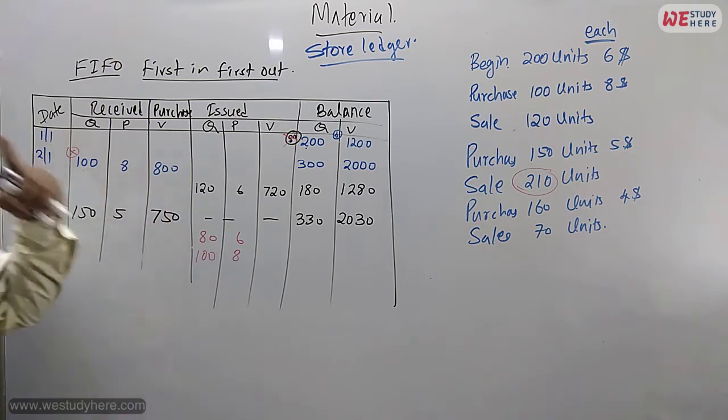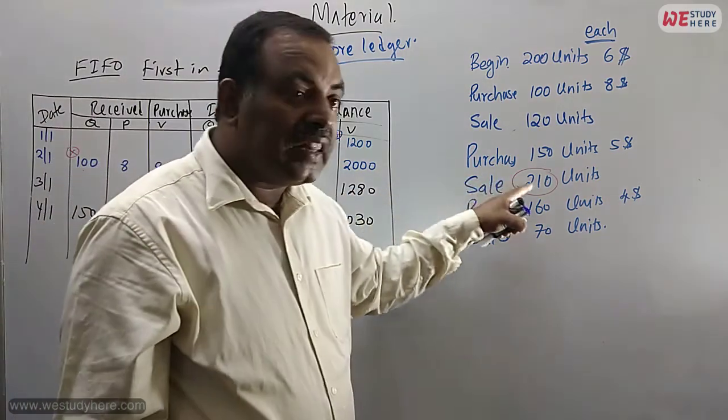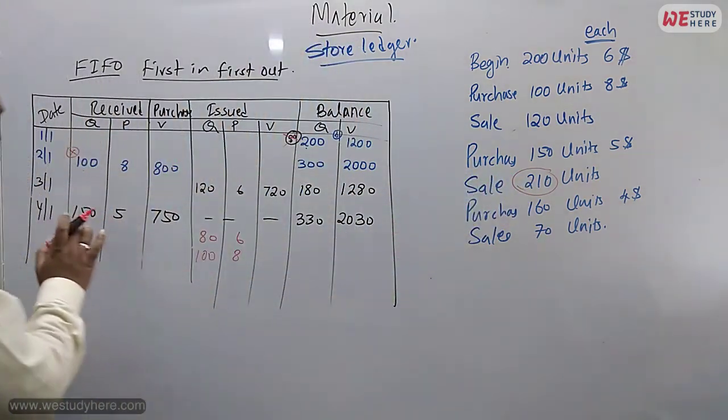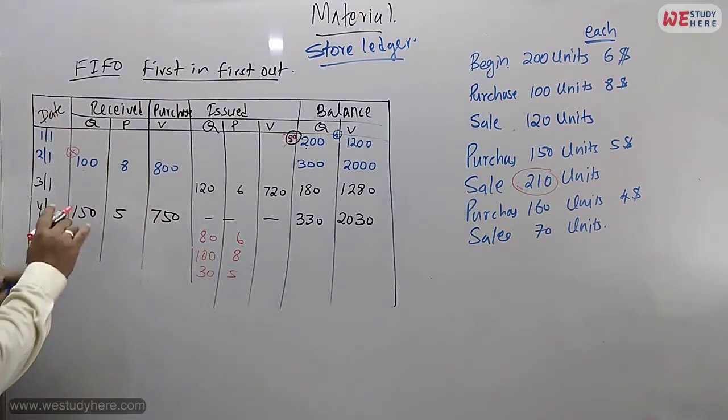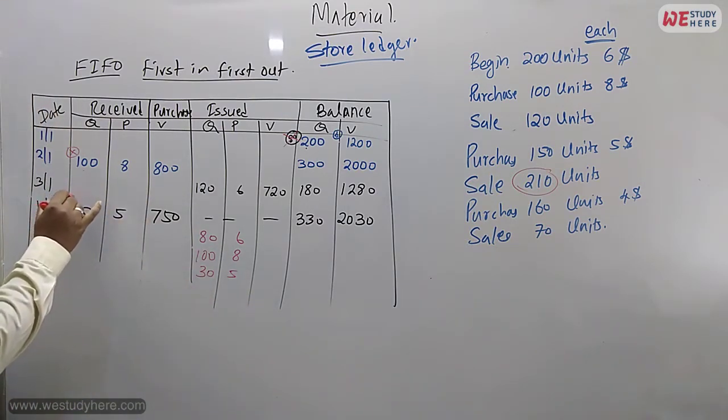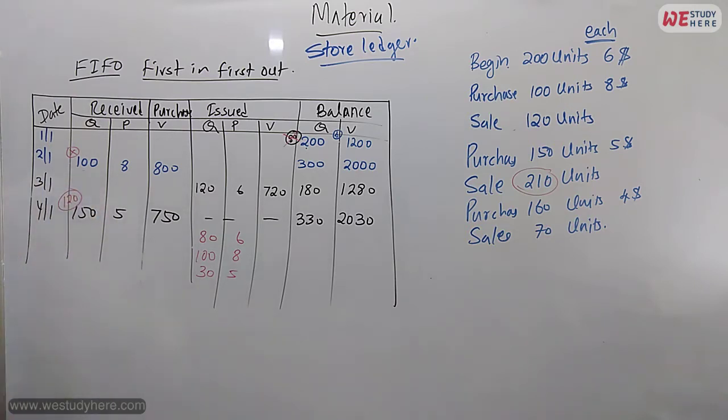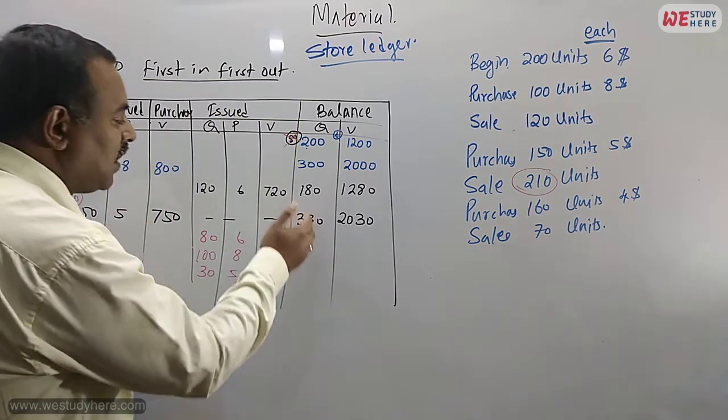Now, how much do we still need? 30 units, right? Those 30 units will go from this 150. 30 units, which price? $5. Then if we give 30 units, how much remaining now? 120 is remaining. Now what we'll do? We have to multiply one by one, and after issuing, it will reduce.